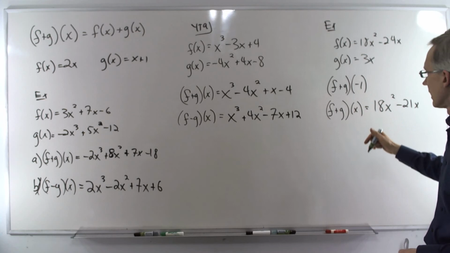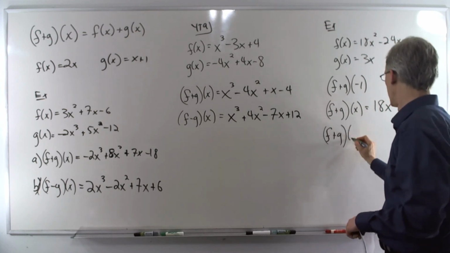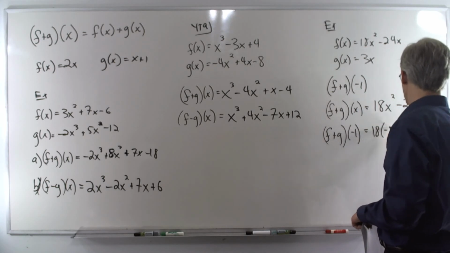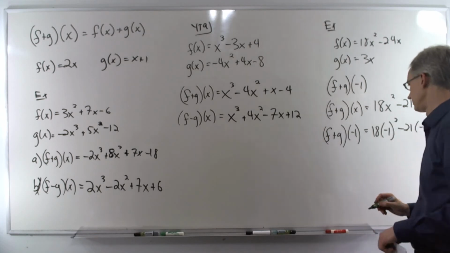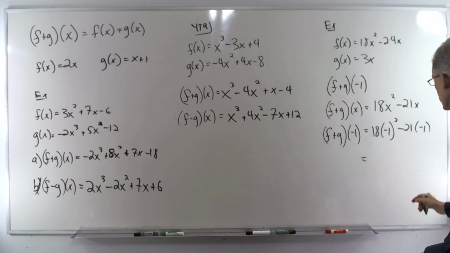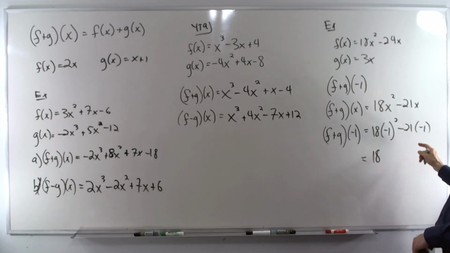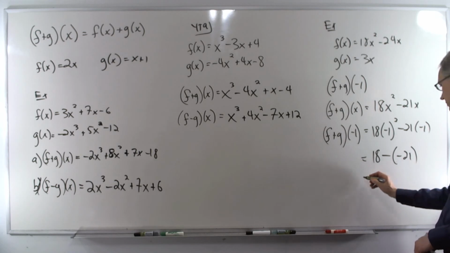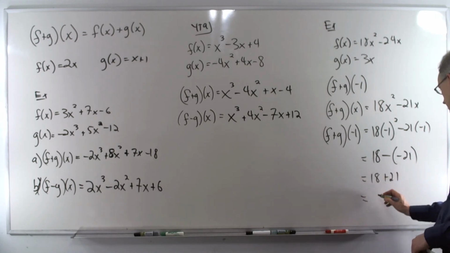Now we want to find it at negative 1. So f plus g at negative 1, now we'll plug in the negative 1. So that's 18 times negative 1 squared minus 21 times negative 1, which equals, negative 1 squared is 1, so that keeps the 18 positive. And over here, we're going to subtract negative 21, which is the same as 18 plus 21, or 39.